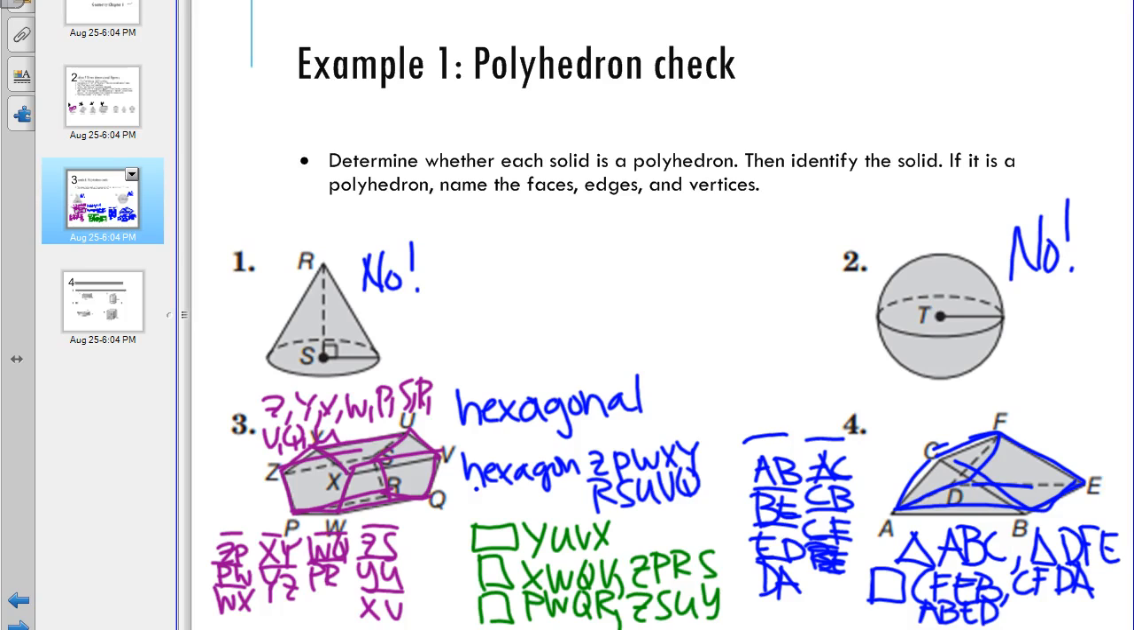Back side of the triangle I have DF. I haven't written that one down yet. And I have FE. Haven't written that one down yet. And I have DE, which I have already written down. So those are all of my segments. And then you can pick out the vertices C, F, E, B, D, A.